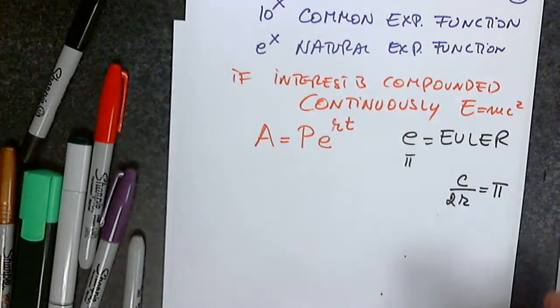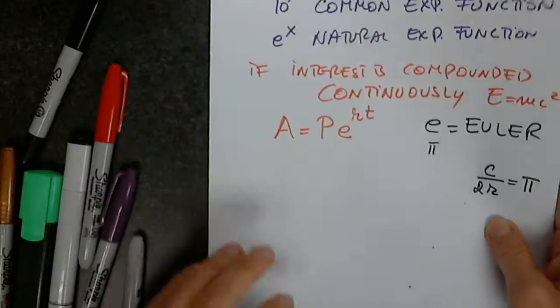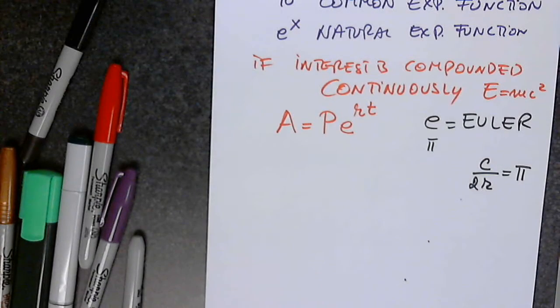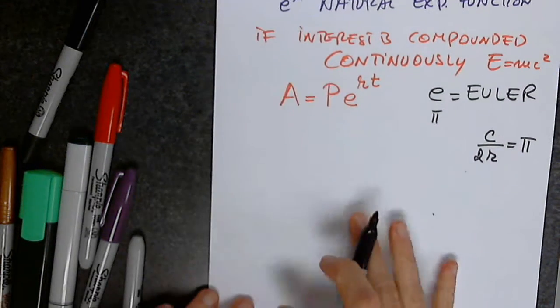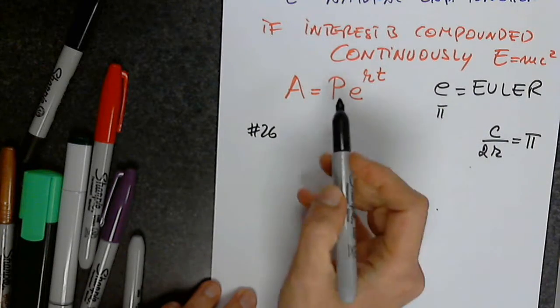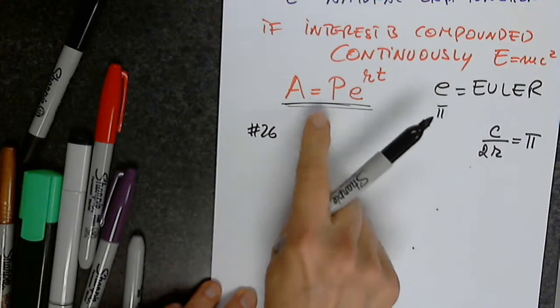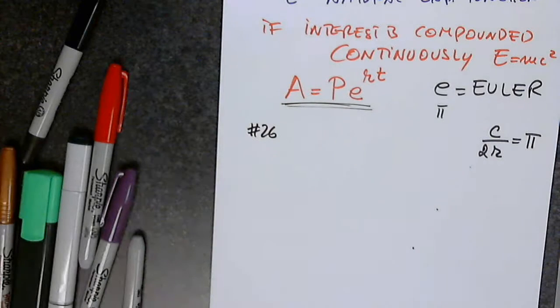Please choose a problem. I hope I convinced you now. Bird population. Which problem? 26. Very good. Let's take a look at 26. Don't forget, I want to do at least one problem with this formula so you see how it works.